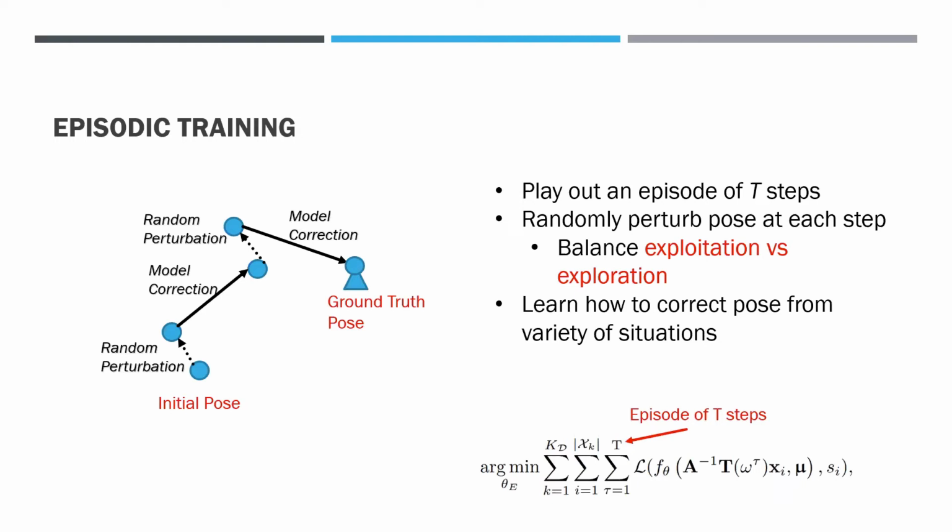And so the nice thing here in this episodic training is it learns how to correct pose from a variety of situations, especially with these random perturbations. But then you play out the episode 2 times, so then it also learns how to exploit and how to hopefully converge and stop when it's reached a good solution. In terms of the loss formulation, the major component that gets added is we have an extra loop here, this inner loop, which is the episode loop. And apart from that, it would be a fairly typical loss formulation.